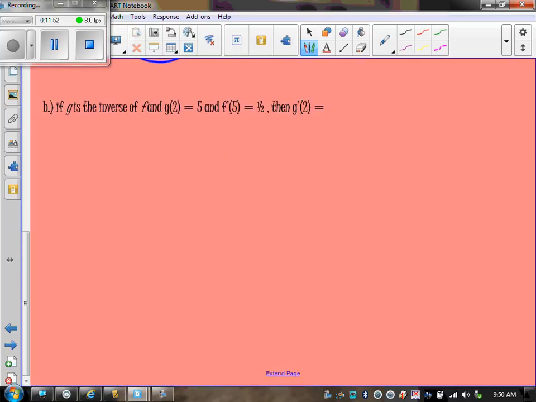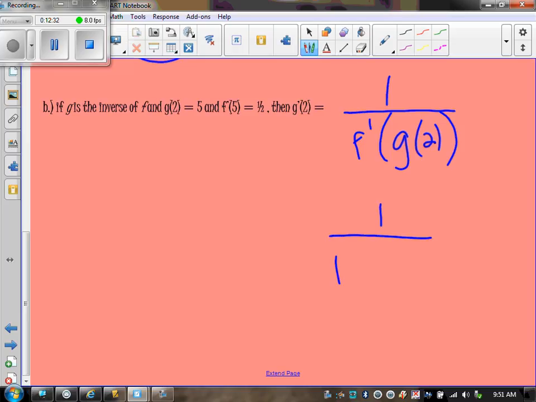Okay? If g is the inverse of f, and then it gives me some information. It says that g of 2 is 5, that f prime of 5 is 1/2, and I want to find the derivative of g. So g and f are inverses of each other. If I want to find the derivative of g, I want to find 1 over the derivative of g's inverse, which is really f, with the original g plugged in at x equals 2. Right? So let's see what I have.